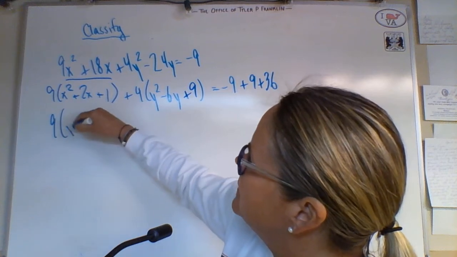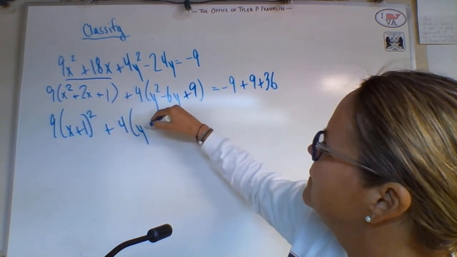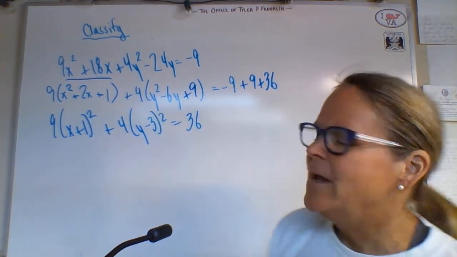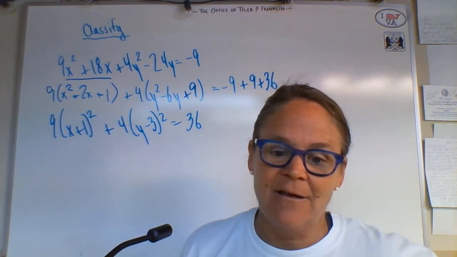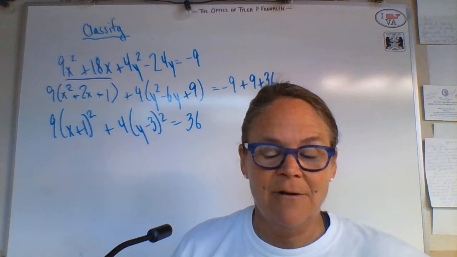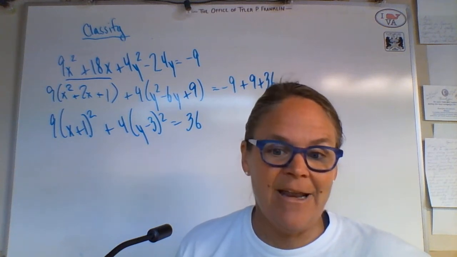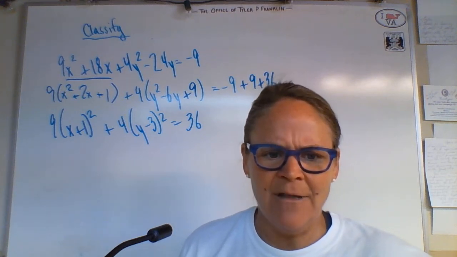Write it as binomials and do that side, which gives you that. So now those numbers are different. If those numbers are different, you're going to have either an ellipse or a hyperbola. Well, it's based on adding or subtracting. Since we are adding, we have an ellipse.